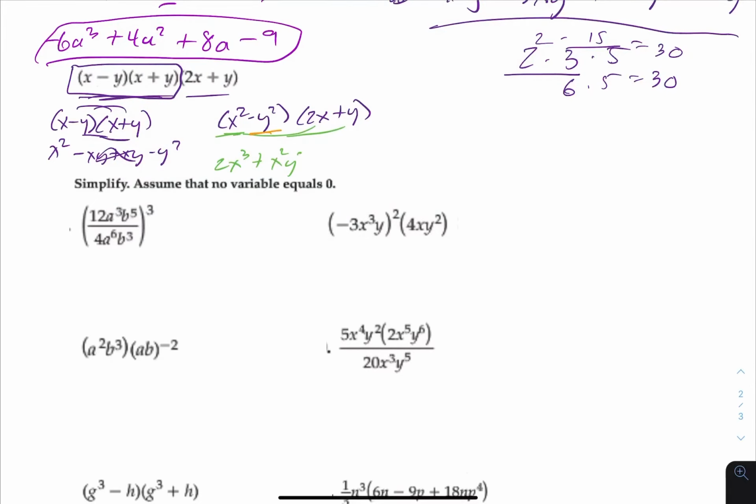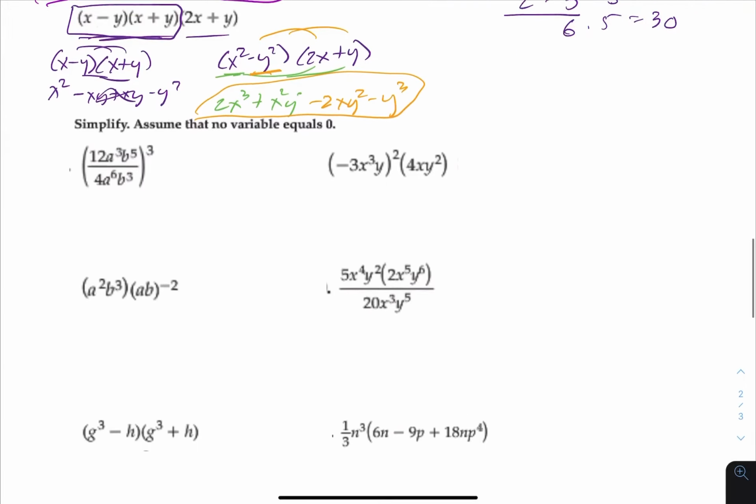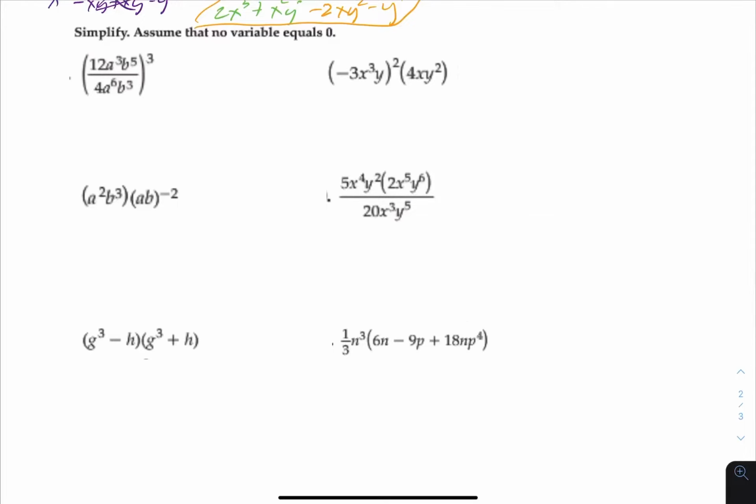Then you do the same thing with the y. Multiply by both of these. So I get minus 2xy squared minus y cubed. Add up any like terms. I don't think there are any. And you are done. Move on to the last few.